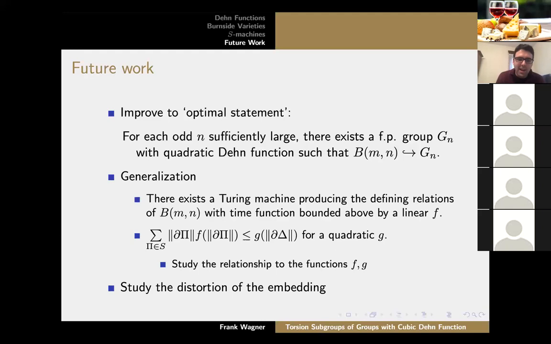And the last thing I want to study is the distortion of the embedding. At the moment, I just have this embedding. It's sending the free Burnside group into this next group, but how badly is it distorted in that group?